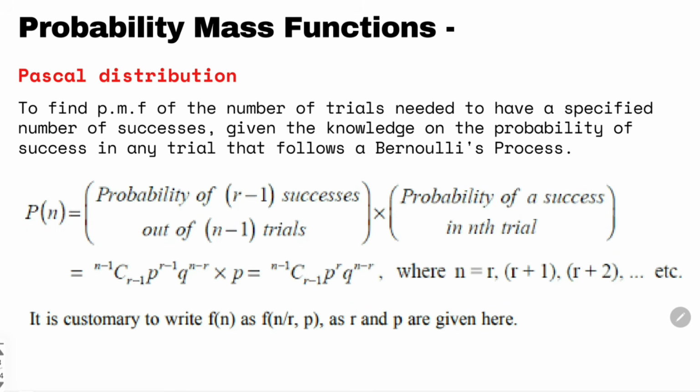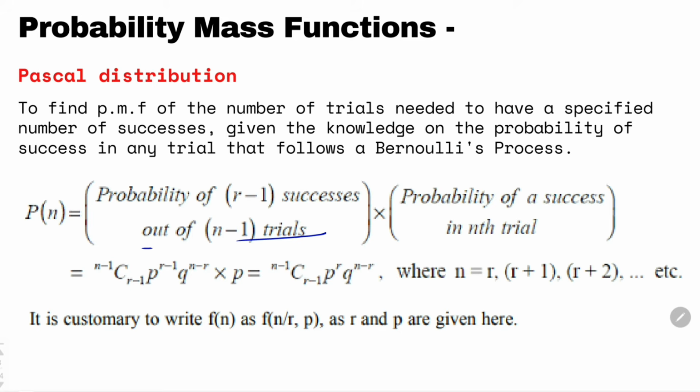Now suppose it is a Pascal distribution. Pascal distribution usually comes when we need to find the number of successes. Then what we do is, first we need to find out the probability of r minus 1 successes out of n minus 1 trials, multiplied by the probability of success in the nth trial.